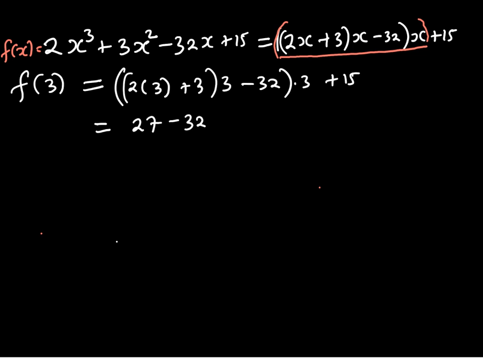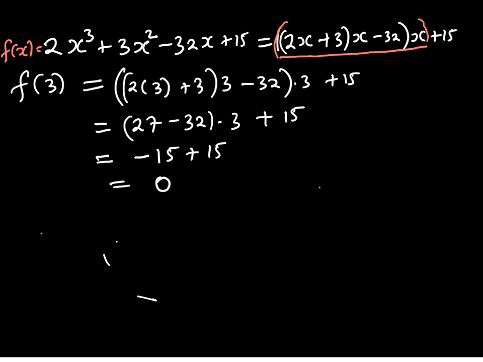Okay, then this multiplied by 3 and add 15. So 27 minus 32 is negative 5. Negative 5 times 3 is negative 15. So this is negative 15 plus 15, which is equal to 0. Okay, so if 3 had not worked for us, then we would go ahead and try 5. But we are lucky, when we substitute 3, it straightforwardly gave us 0.